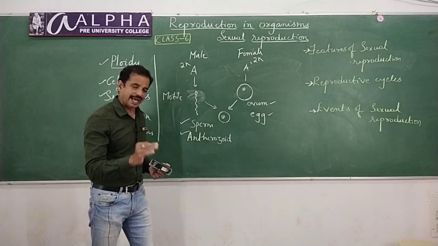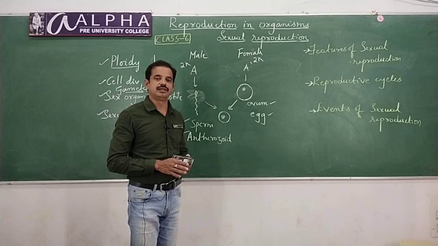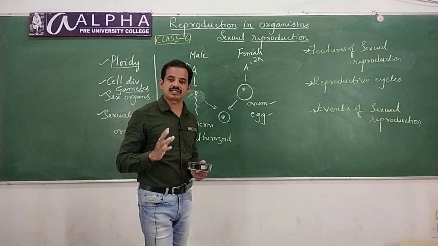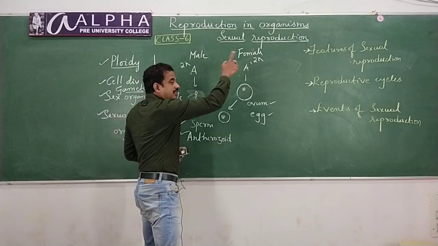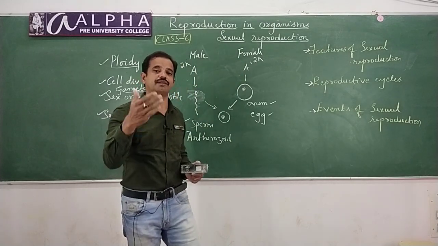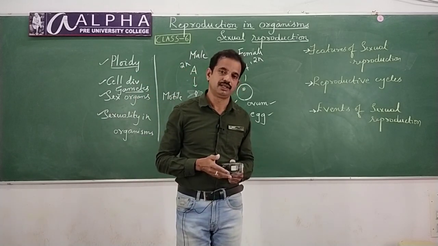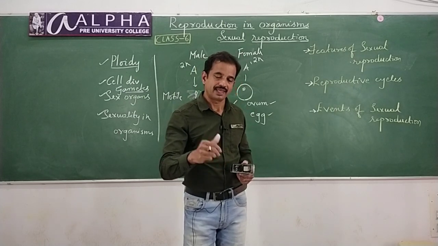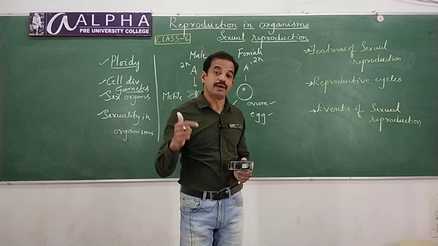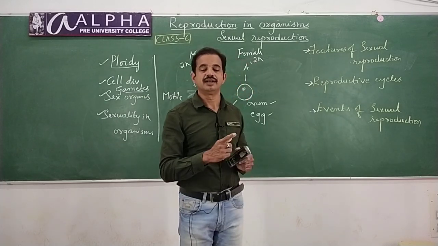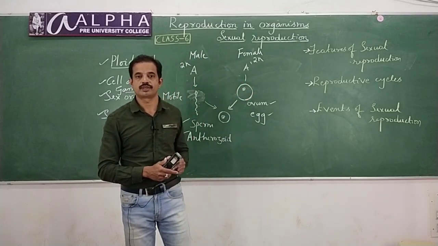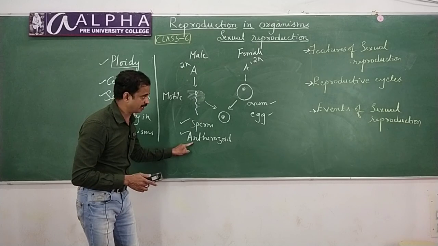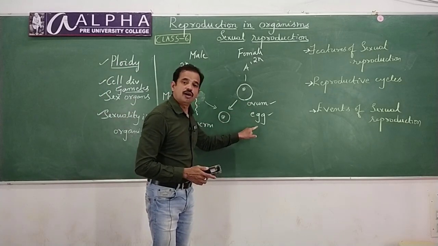So what are gametes? Gametes are haploid sex cells produced in the sex organs, usually by the process of meiosis in diploid prospective parents, which will take part in the process of reproduction. Gametes are haploid sex cells produced in sex organs by meiotic cell division at the time of sexual reproduction. Male gametes are sperm or antherozoid. Female gametes are ovum or egg.